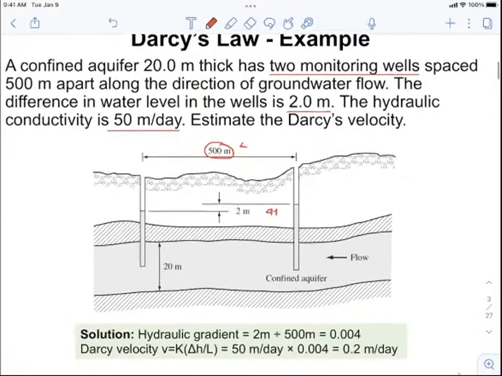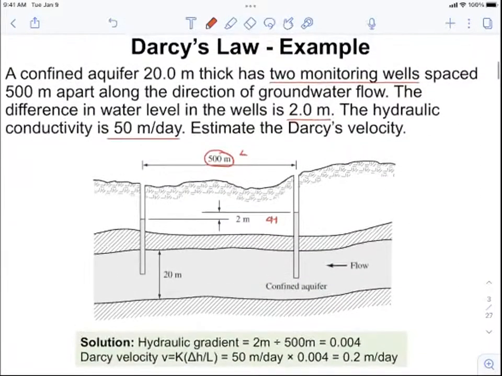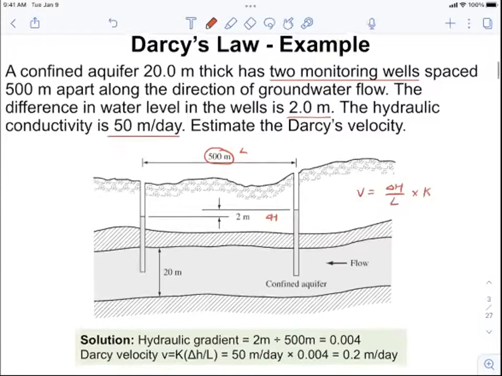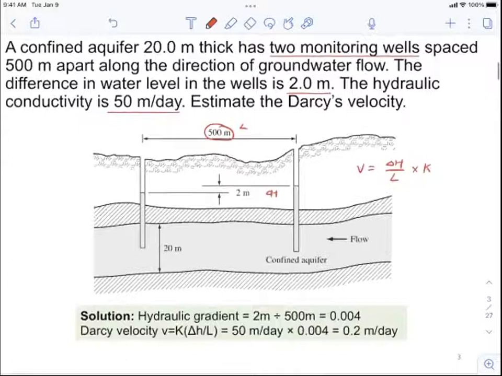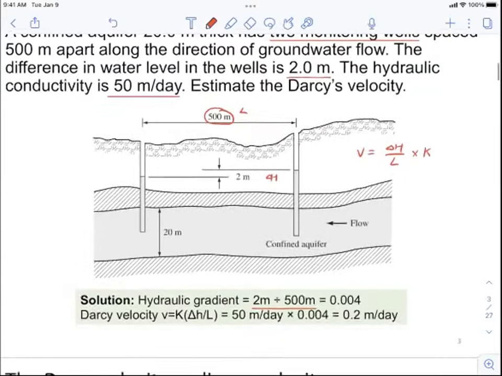Here it's not about the porosity yet. The Darcy velocity, as we showed earlier, is delta H divided by L, which is the hydraulic gradient, and then you multiply that by the hydraulic conductivity. You can see the solution here: 2 meters divided by 500 meters gives 0.004. Then you multiply this gradient by the conductivity, and you get the Darcy velocity, that is 0.2 meters per day. Okay, so this is Darcy's velocity.